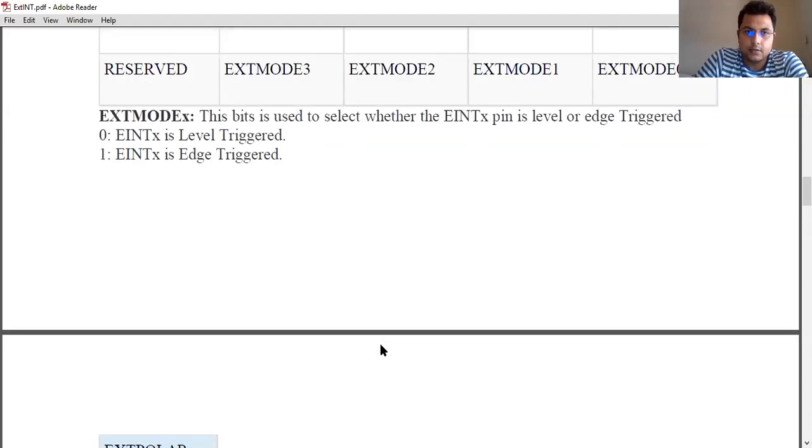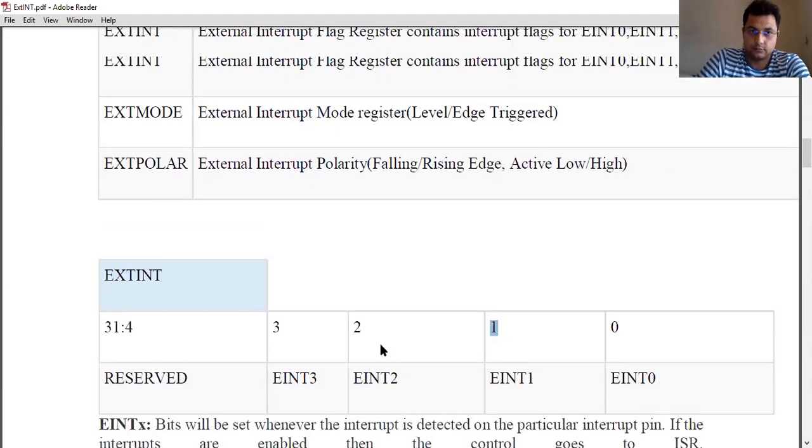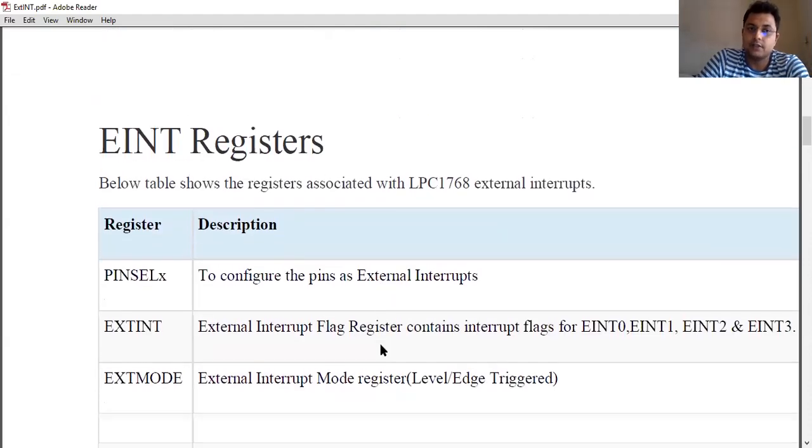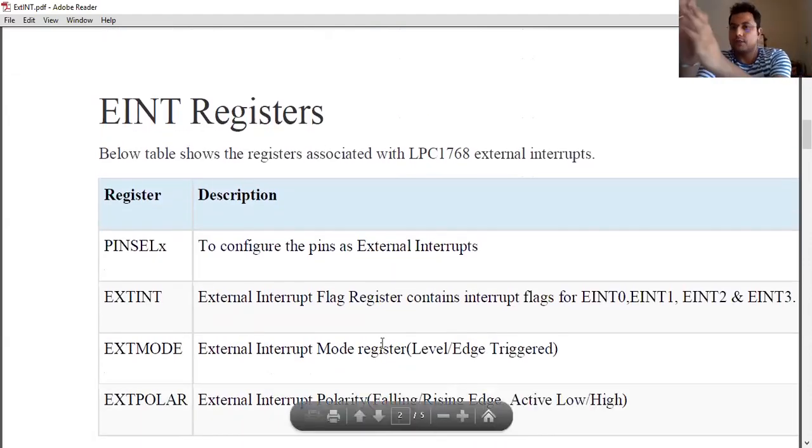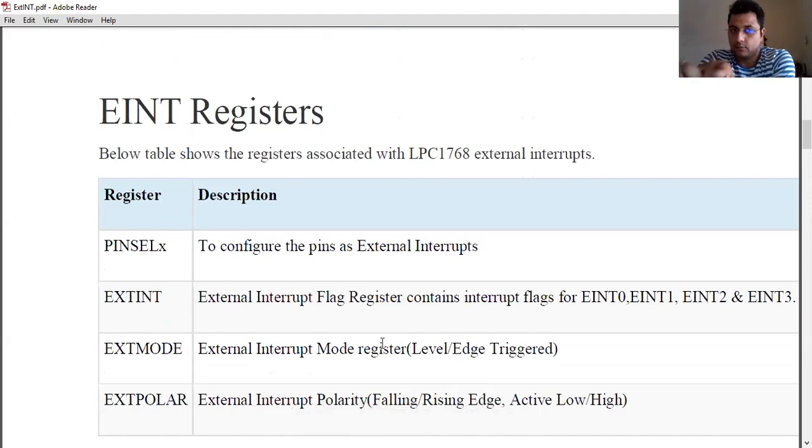So once again, for your reference, I'm mentioning the registers. The first one is to configure the corresponding pin as an external interrupt pin. These are fixed pins; any pin you can't configure as an external interrupt pin. So pin numbers 2.10, 2.11, 2.12, 2.13 can be used for external interrupt.